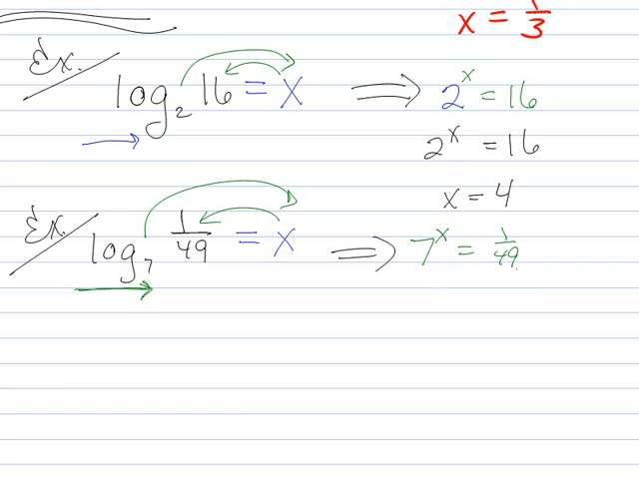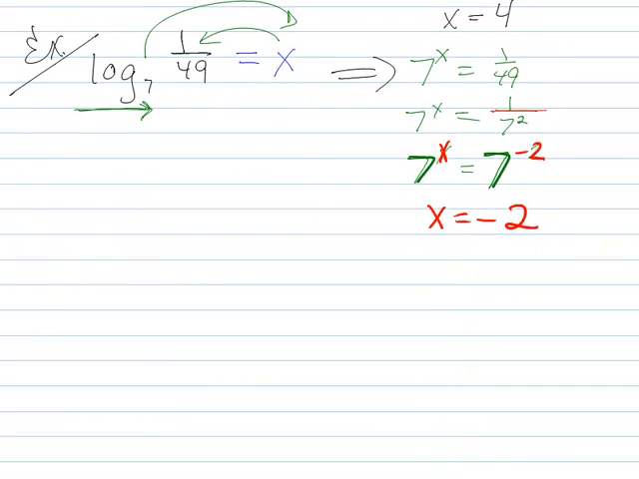Okay. Now we need to get everything in the same base. So I'm going to make my 49 into 7 squared, because 7 squared is 49. Now I need to get the 7 up top, and the only way to get over that line is to put a negative sign in front of the power. Now that my bases are the same, I can set my exponents equal to each other and get x equals -2.